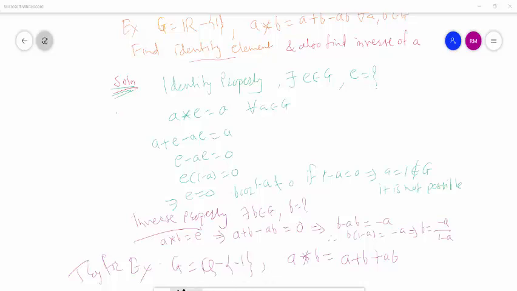Similarly, there is another problem in the exercise. If the set is Q minus singleton minus 1, and the operation is given as A star B equals A plus B plus AB, then try to find the identity element and inverse. I hope you understand.